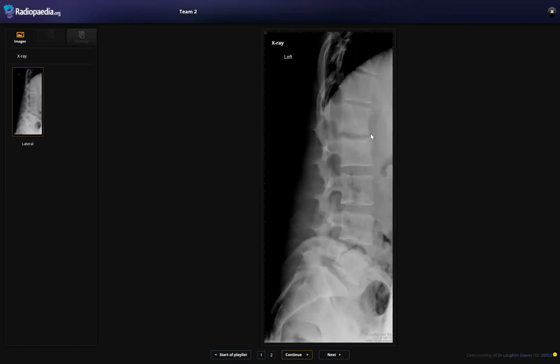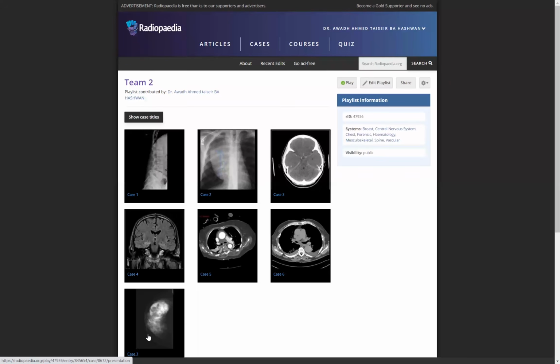Yes, and this is a spondylodiscitis, as you mentioned. And the next step is an MRI for cord compression and for any collection. Exactly. What else do you have? Thank you, Dr. Awadh. I think you have one case.